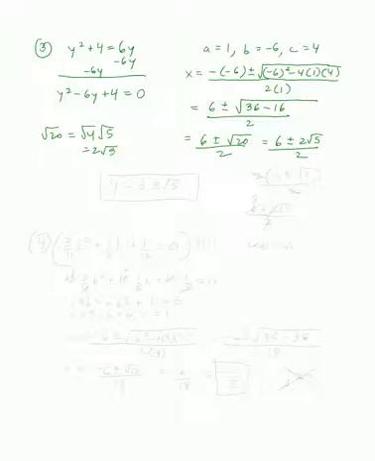Now we're nearly done here. We can actually factor a 2 out of the top. Why would we do that? Because we can cancel the 2 at the bottom. We end up with y equals 3 plus or minus root 5.